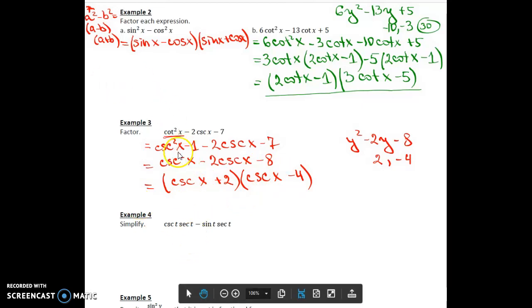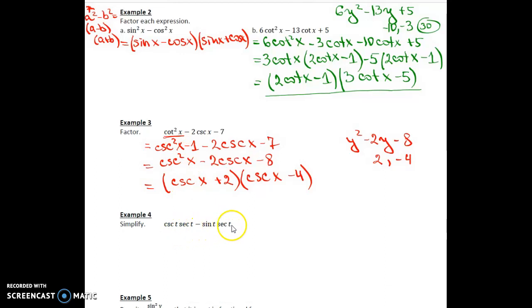Let's take a look at the next example, example 4. We have cosecant of t times secant of t minus sine of t times secant of t. Well, the very first thing that is easy to see is that you can probably factor something out. So we can start by factoring this secant of t.